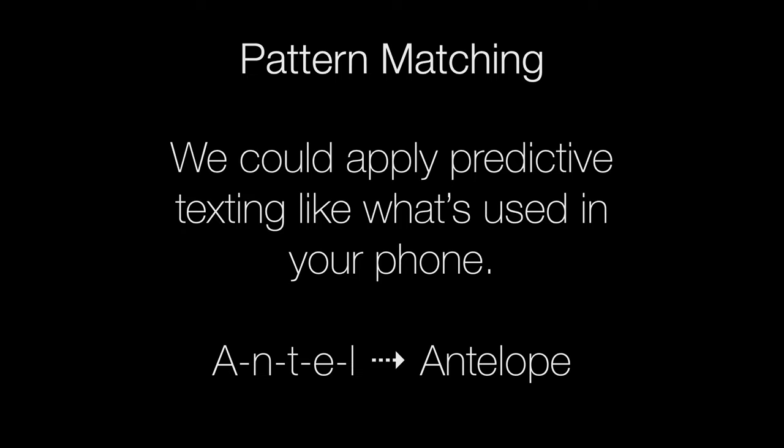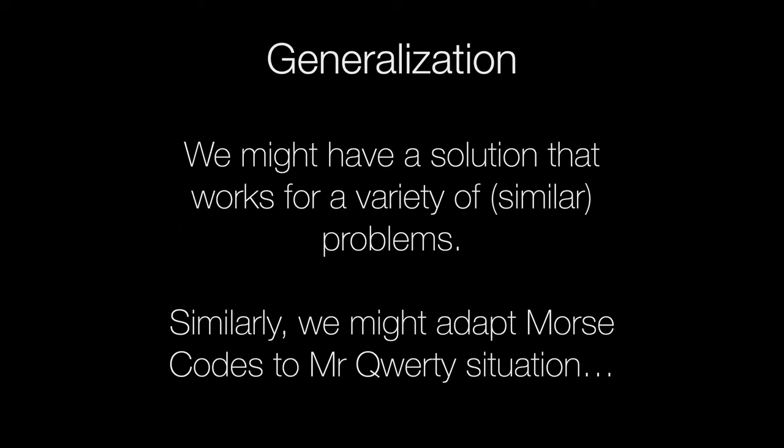This is a pillar of computational thinking, which is recognizing that our problem is similar to another problem for which we have a solution. And another thing is generalization, okay? Because we might have a solution that works for a variety of similar problems, and we can apply it to the current problem. For instance, well, we have Morse codes, right? Why are not we using Morse code for the situation, okay? A telegraph is dot, line, we can do that with our eye, right? So we can use Morse code.